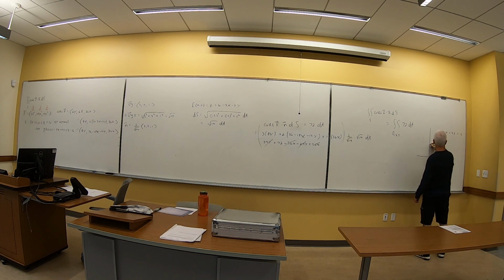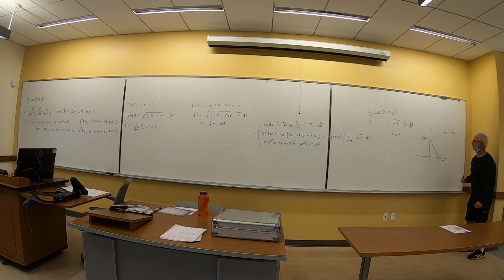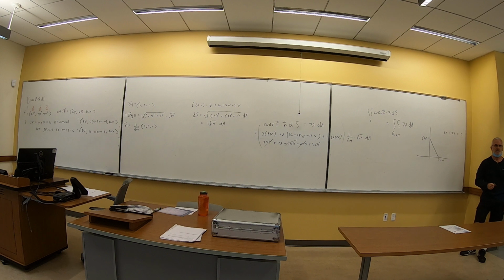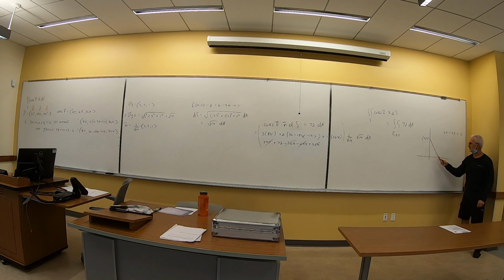So my region in the xy plane is a simple geometric shape. I'm integrating that area with a constant integrand. By the way, what is the area of this triangle? 3. Yeah, 1/2 base times height. Do you all agree the area is 3?